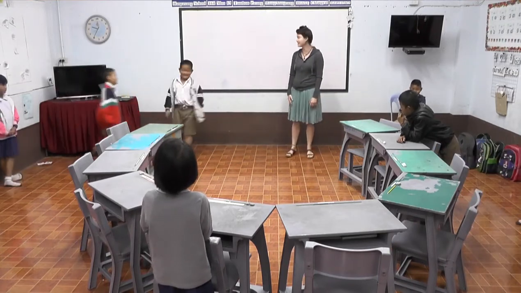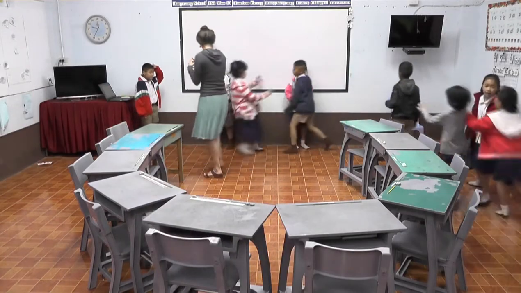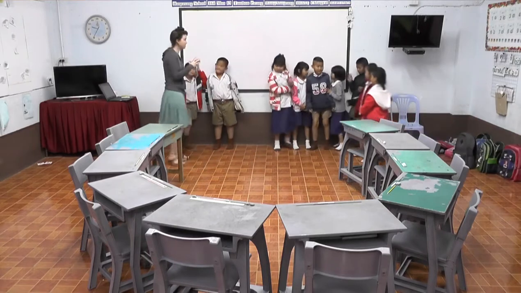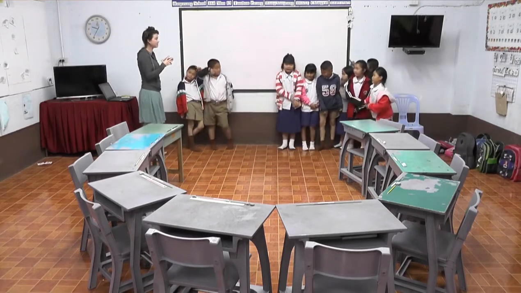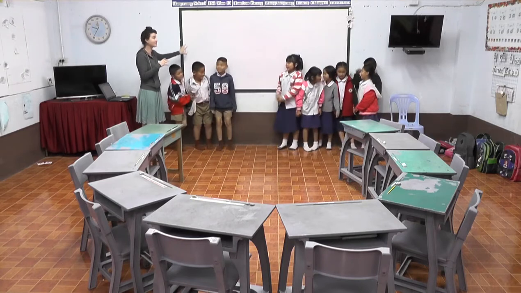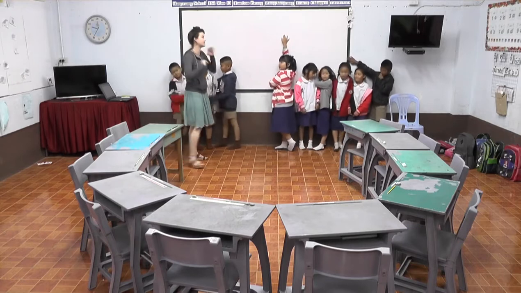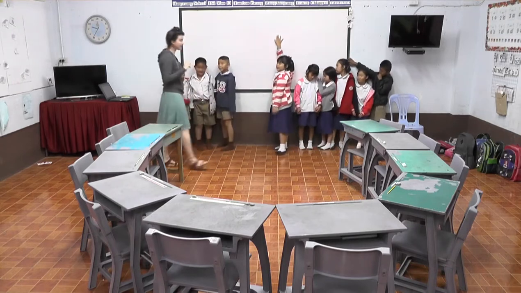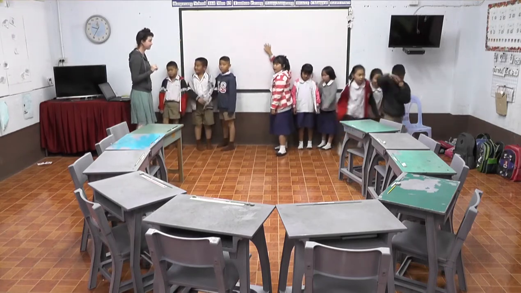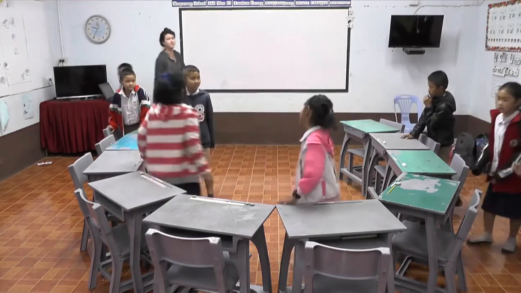Good. Okay, everybody get near the whiteboard. Near the whiteboard. Good. Usually when things are near, we can touch them. When they're far, we can't touch them. Everybody get far from the whiteboard. Far away from the whiteboard.